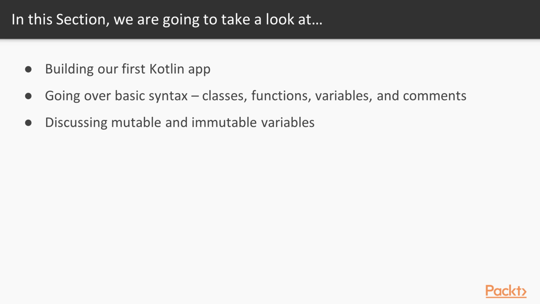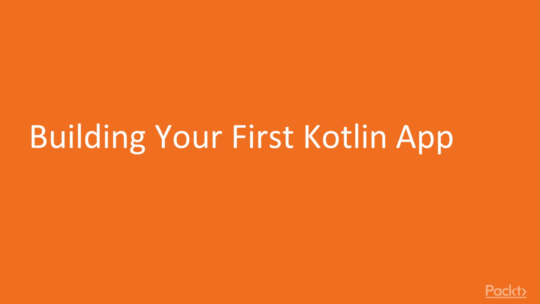In this section, we're going to build our very first Kotlin-based Android application. We're then going to go over some basic syntax, classes, functions, variables, and comments, and then we will discuss mutable and immutable variables, which have a very distinct difference in Kotlin as opposed to Java. Building your first Kotlin app.